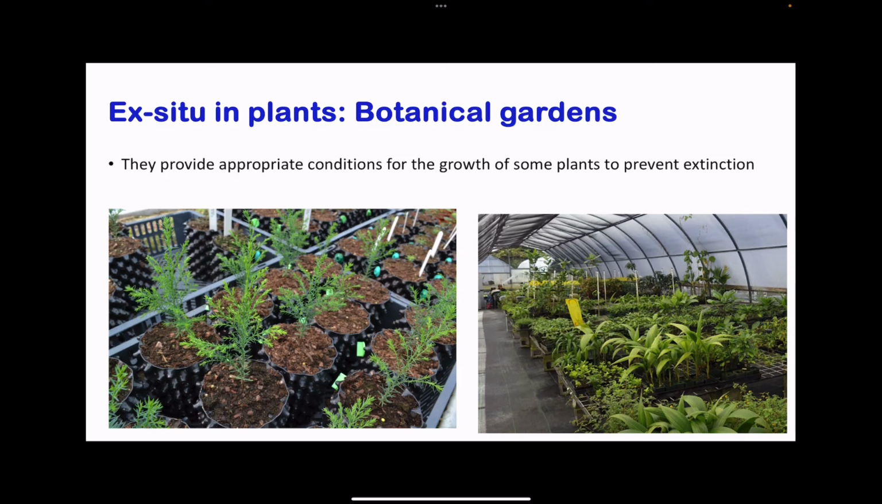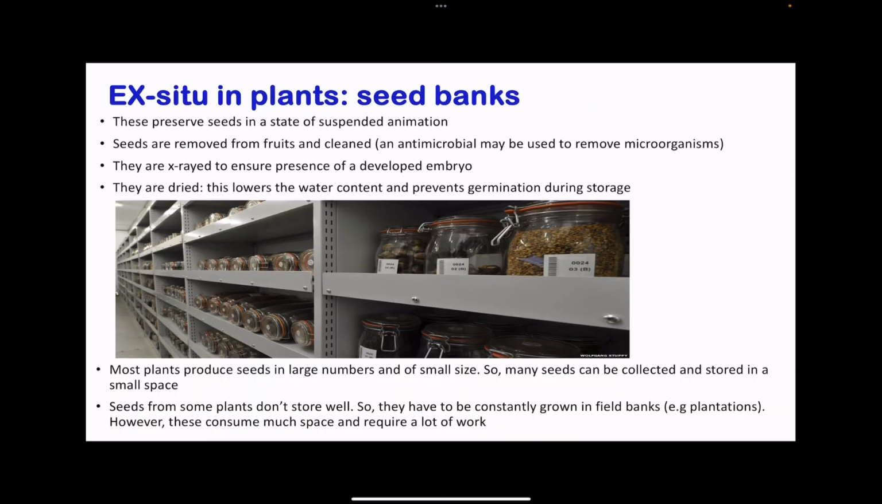Using ex-situ in plants, here I'm going to be talking about the botanical gardens. We can see different plants are going to be grown in order to keep them from being extinct. So they are provided with the appropriate conditions for growth, and when they are in these botanical gardens, it takes away the threat that almost led them to becoming extinct. And again, still in ex-situ, we're looking at seed banks. These are used to preserve seeds in a state of suspended animation, meaning they're not going to be germinated.